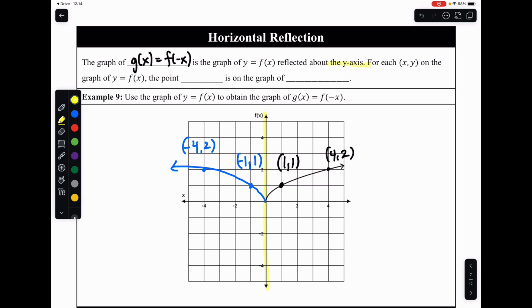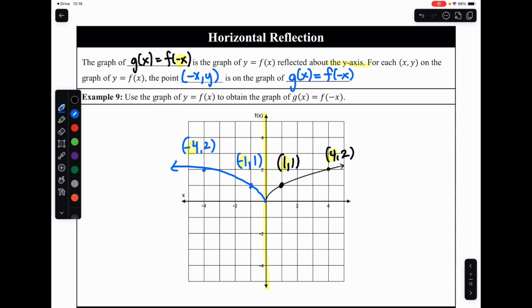Now what I want you to pay attention to on this example is notice how in this situation your x values are now the opposite of the pre-image. So for the reflection across the y-axis, with a negative x there, for every (x, y) that's on the graph of the pre-image, the image, the reflection, is going to have the opposite x coordinate but the same y coordinate, as a result of f of negative x.